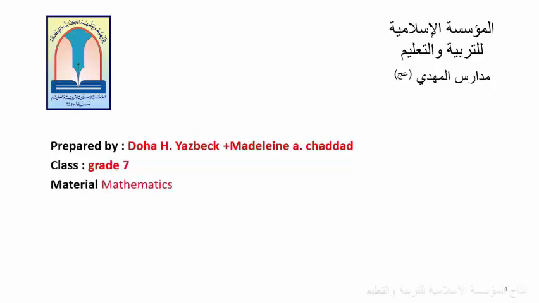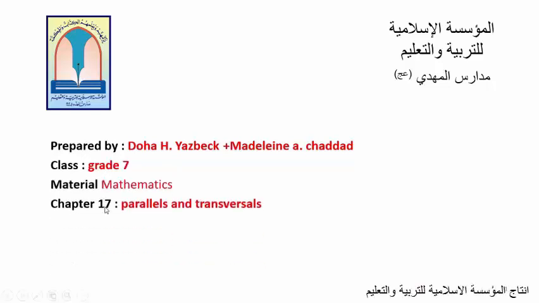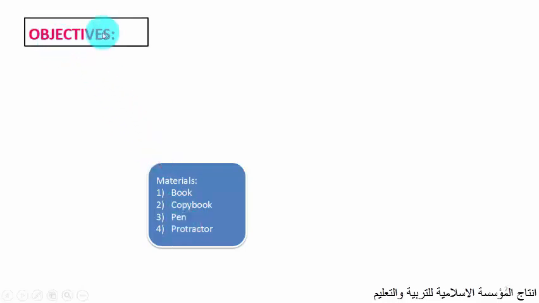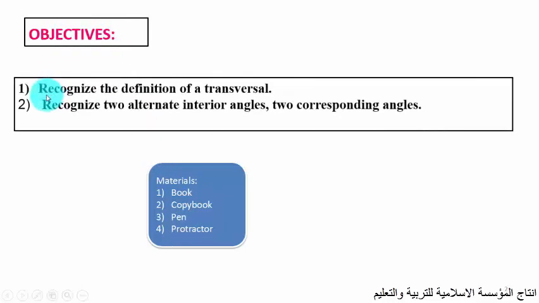I am going to explain to you chapter 17, parallels and transversals. First of all, put the following materials behind you: book, copybook, pen, protractor. Our objectives in this video are: 1. Recognize the definition of a transversal. 2. Recognize two alternate interior angles and two corresponding angles.